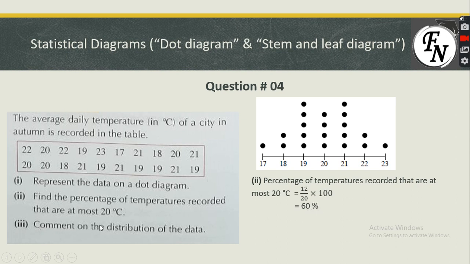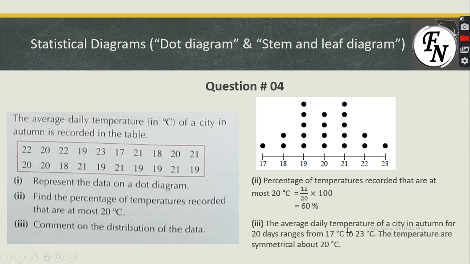After that, we need to comment on the distribution of the data. We can see that this is the data between 17 and 23. That means the minimum temperature is 17 and the maximum temperature is 23. And this seems like symmetric data around 20, showing the same pattern. 19 has 5 values, 21 has 5 values. This has 2, this is 1, this is 2, and this is 1. So this is something like a symmetric distribution, and the most repeated values are 21 and 19. So you can mention all these points.